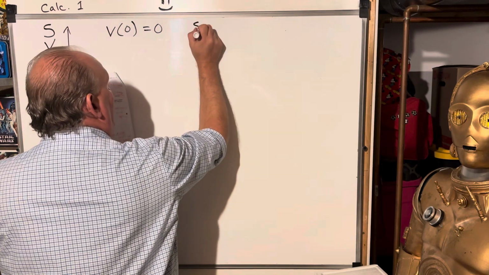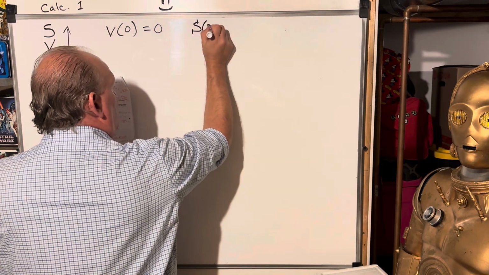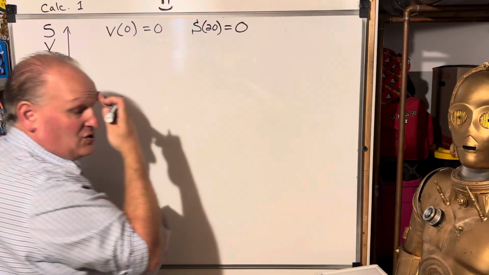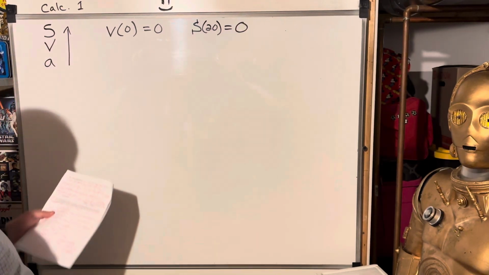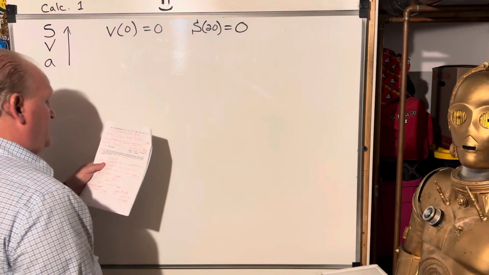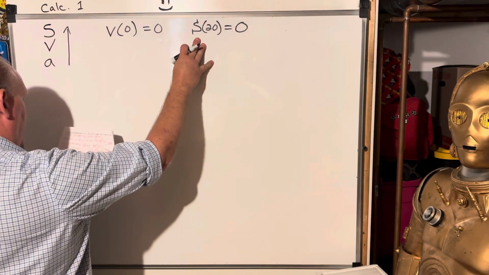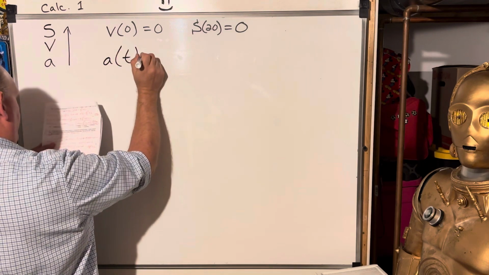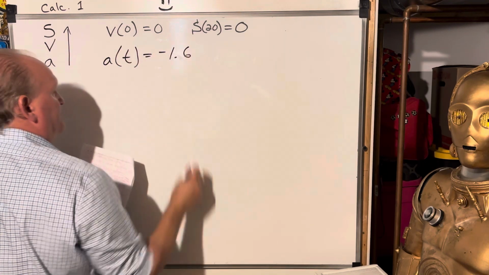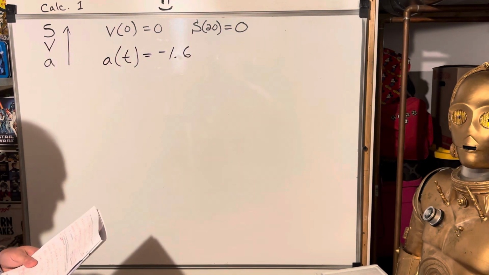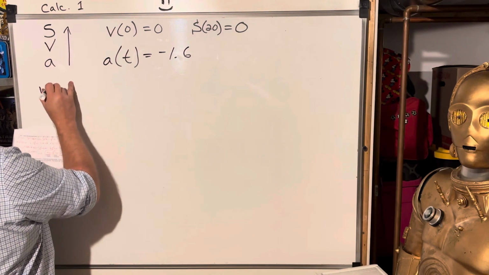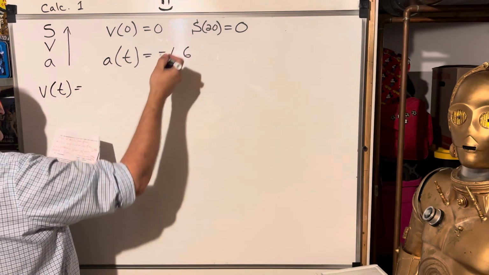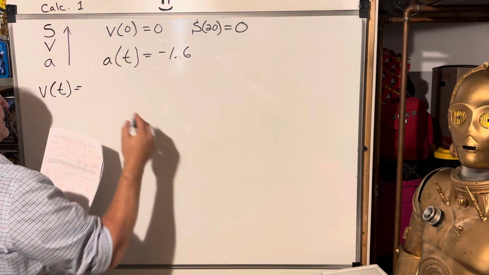We also know that S of 20 is 0, because when I put in a 20, it's going to hit the ground. It should be 0. The height should be 0. So this is the height at any given point. And we also know that acceleration is negative 1.6. And so here we are. If we want the velocity, we've got to get the velocity first, and then we'll get back to S. So just like the problem we just did.